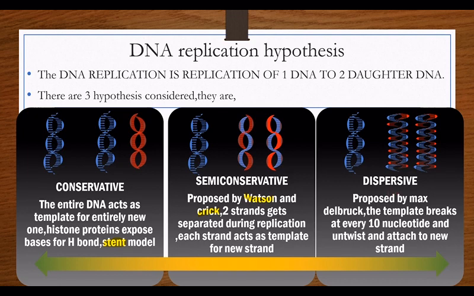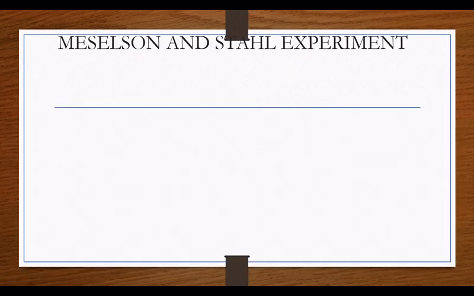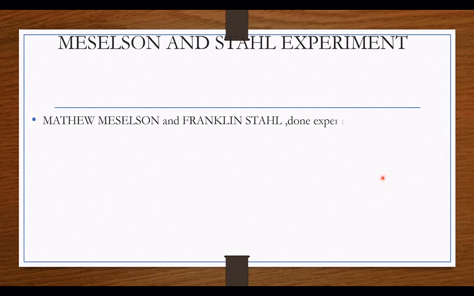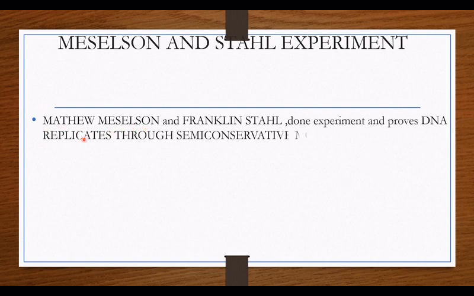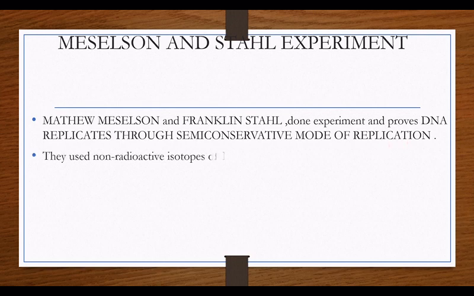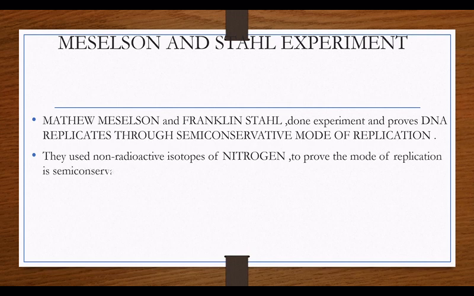Now we can see the Meselson and Stahl experiment, how they proved that the semi-conservative mode is how DNA synthesis replicates. Matthew Meselson and Franklin Stahl did the experiment and proved DNA replicates through the semi-conservative mode of replication. They used non-radioactive isotopes of nitrogen to prove the mode of replication is semi-conservative. Now we can see the procedure.